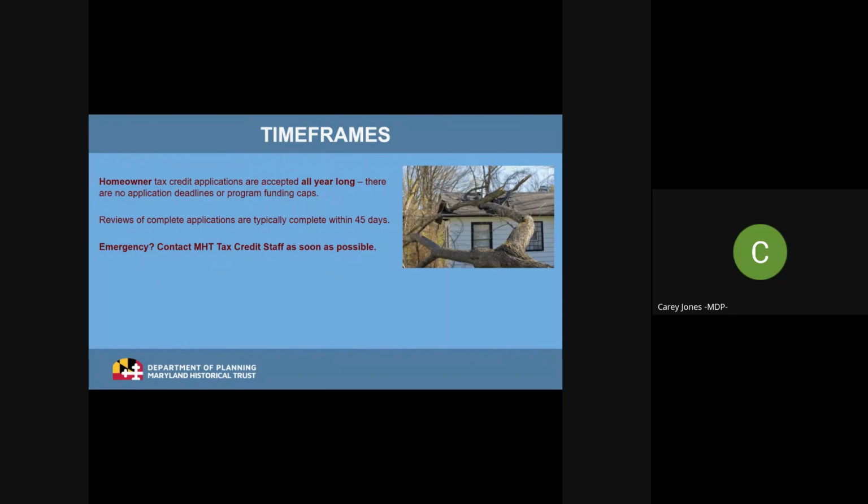If you have an emergency, such as seen in this photograph with the tree falling on your roof, please contact MHT's tax credit staff as soon as possible to determine if the work is eligible and to receive an approval. An application is still required for an emergency, and staff can provide guidance on how to apply quickly. Next slide, please.